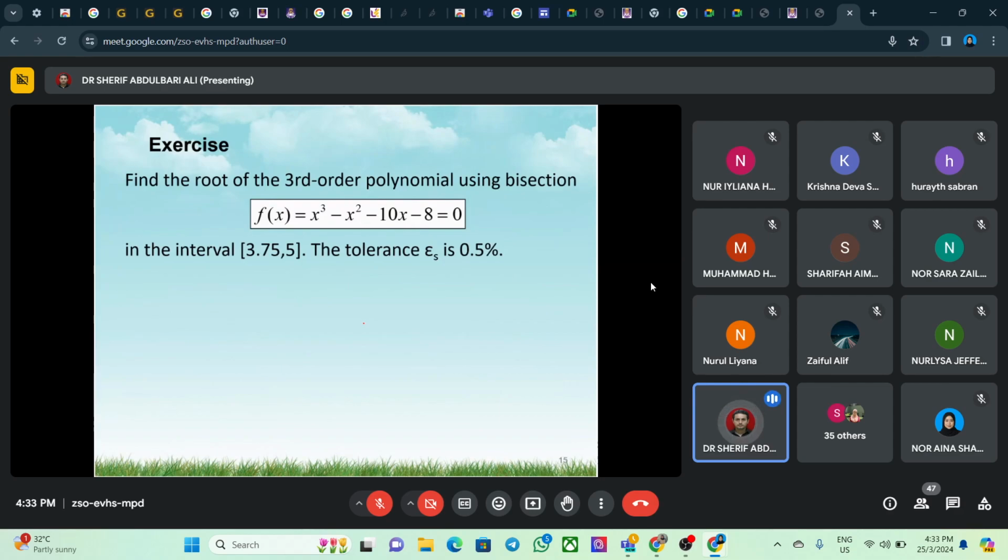So what you need to do here is find the roots of the third order polynomial using the bisection methods. In the interval, x lower is 3.75 and x upper is equal to 5. And the tolerance value of error that you need to calculate is less than 0.5%. Do you have any question? I'll give you 10 minutes to solve this and show you the answer afterwards. Any question? Is it clear?